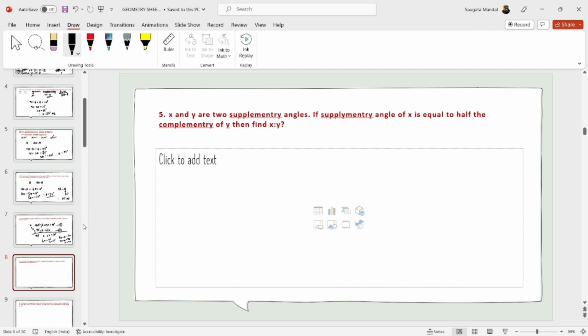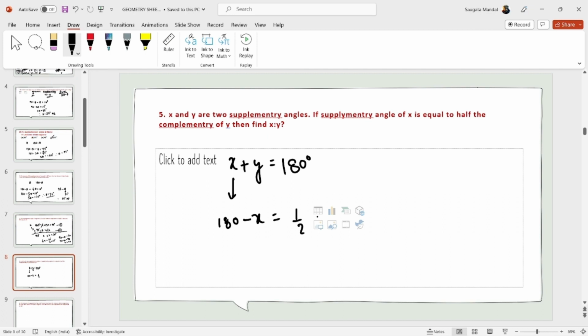Now move to the next question. X and Y are two supplementary angles. And what are supplementary angles? The sum of two angles is always equal to 180 degree. That means the value of x plus the value of y is equal to 180 degree. Then what is said in the question? The supplementary angle of x, that is 180 degree minus x, is equal to half the complementary angle of y.